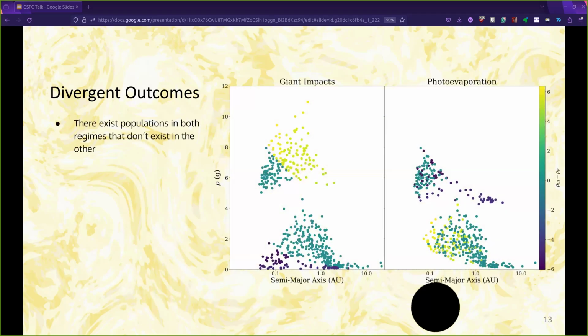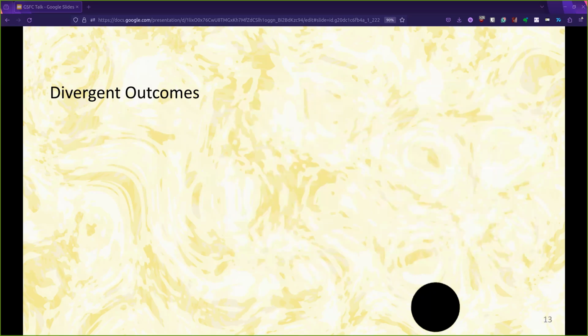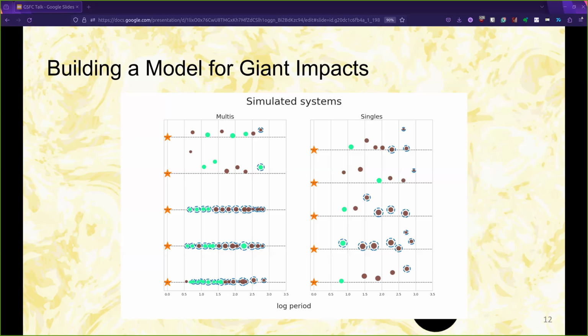And so what you get, go ahead. Yes. And so I did photoevaporation on, photoevaporation off. You get like the maximum distance. So when you do this, you get divergent outcomes.